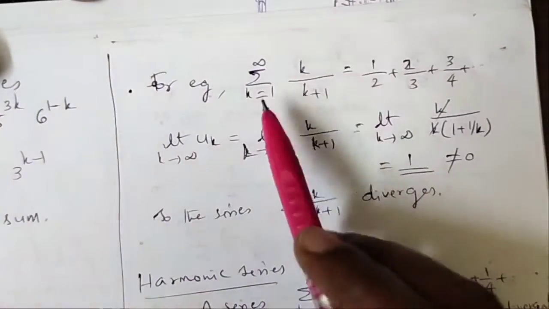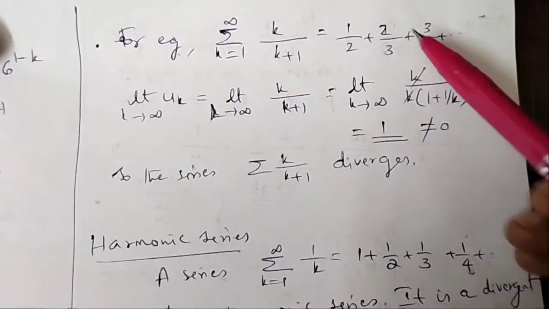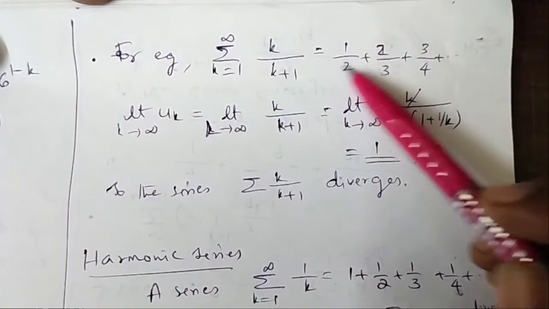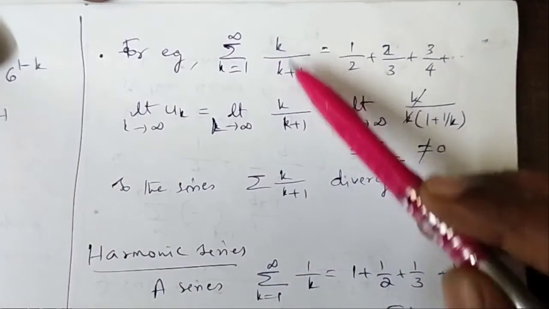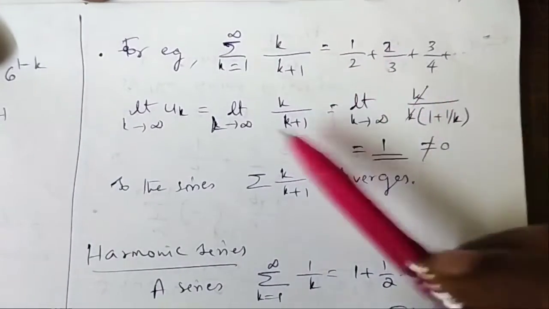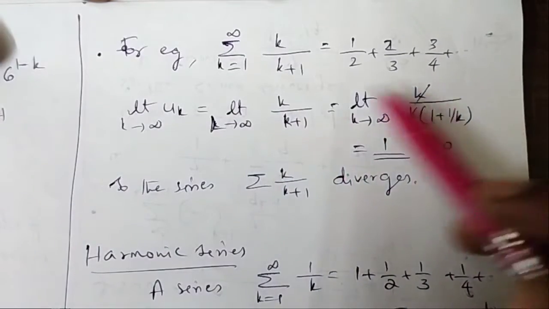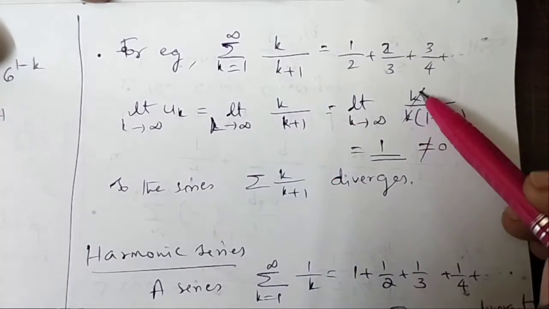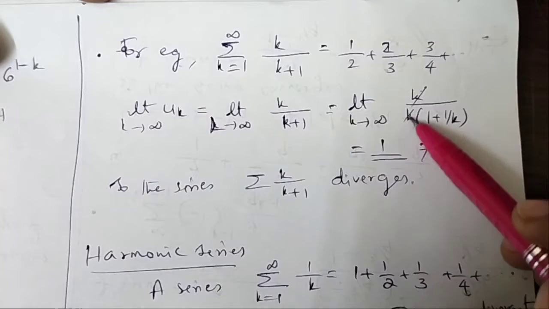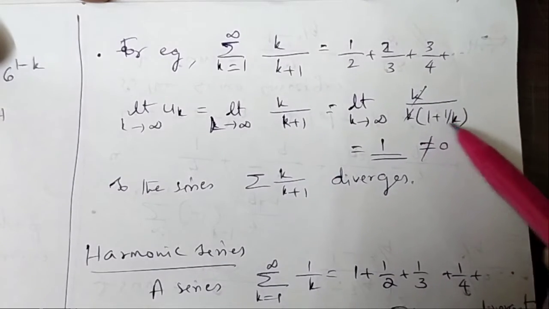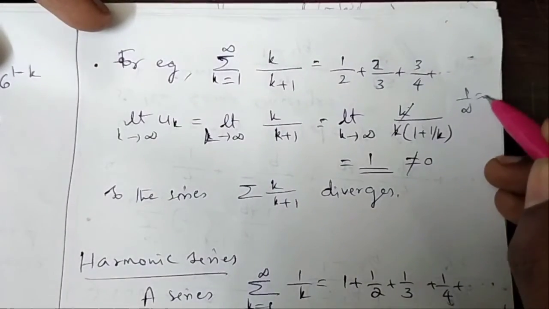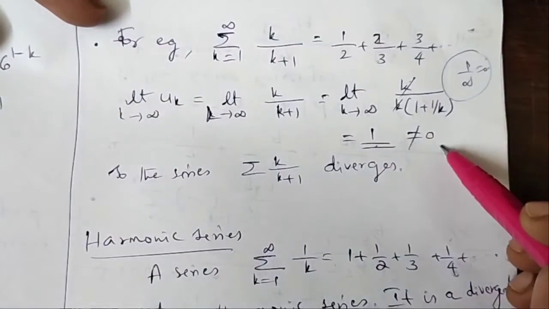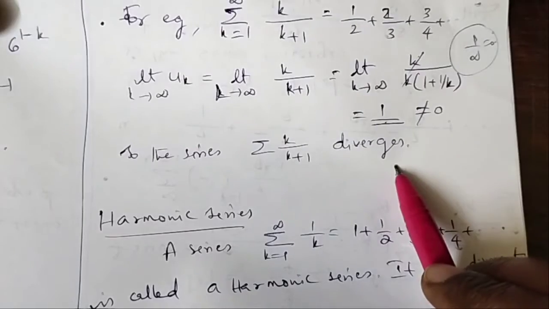For example, sigma k from 1 to infinity of k by k plus 1. If we expand this, it is 1 by 2 plus 2 by 3 plus 3 by 4, etc. If k is 1, we get 1 by 2, then 2 by 3, etc. And what is the limit value? Limit of k by k plus 1. We can take k outside from the denominator. Taking k common, we get 1 plus 1 by k. K cancels. So it is 1 by 1 plus 1 by infinity, which is 0. Okay. So it is 1, non-zero. If it is non-zero, the series is divergent.